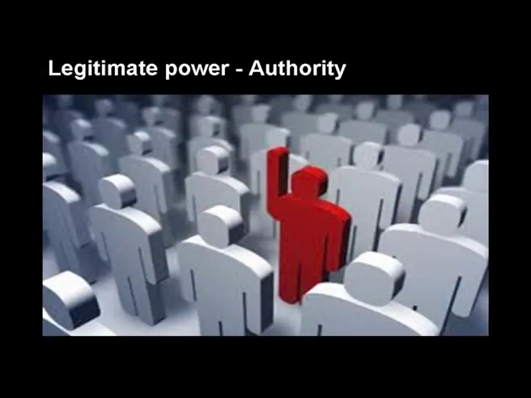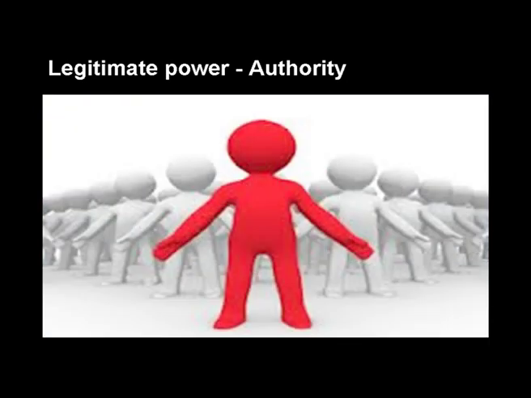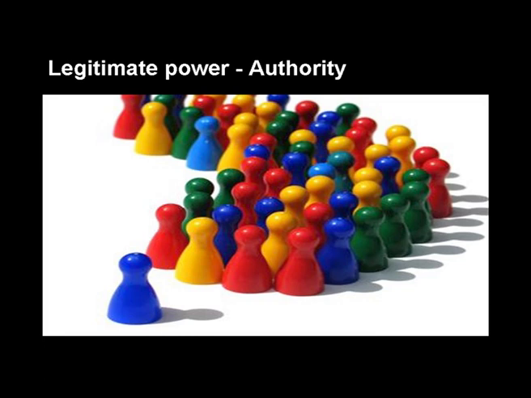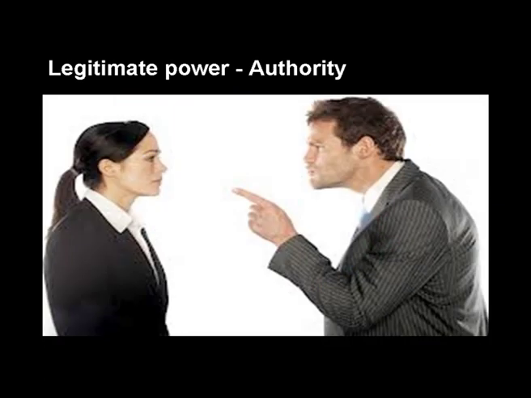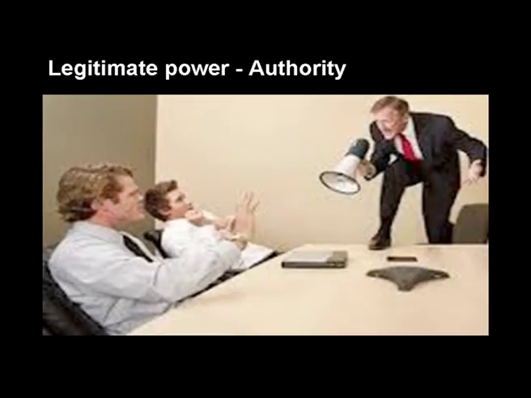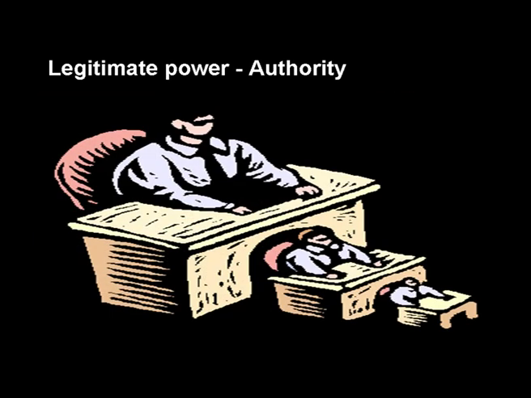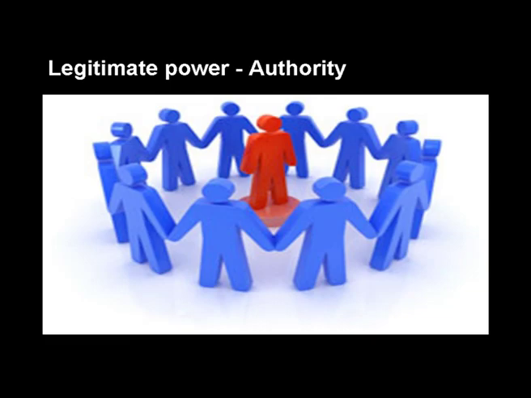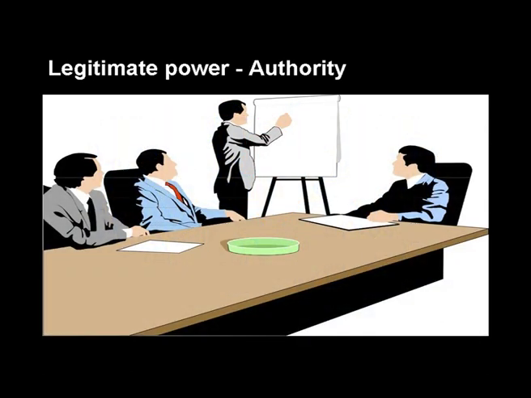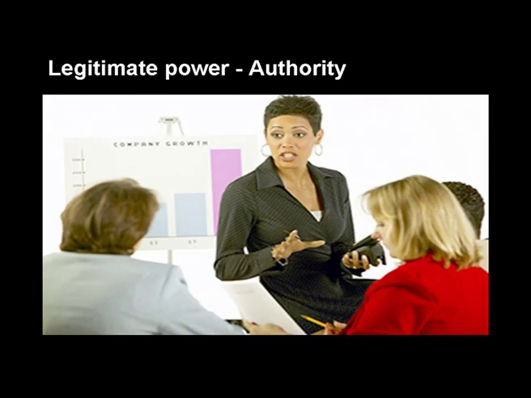The second type of legitimate power is authority. This kind of legitimate authority is institutionalized in organizations. When authority exists, people grant others the right to command and they themselves have a duty to obey. Authority is essential to the state and to all bureaucratic institutions.